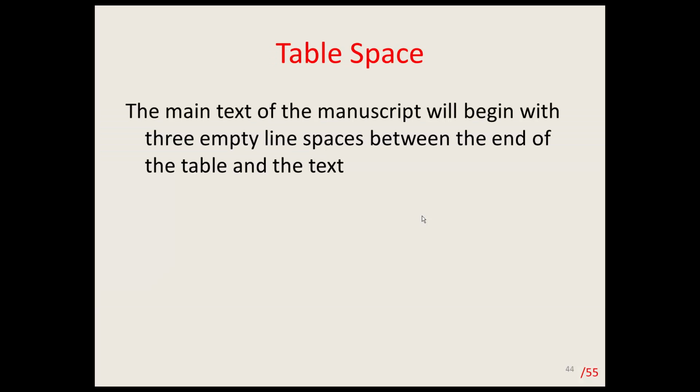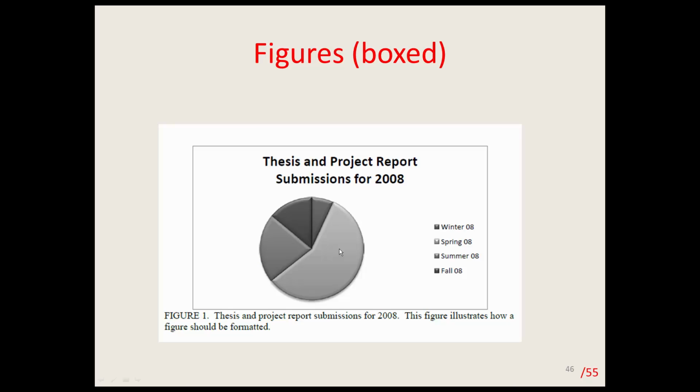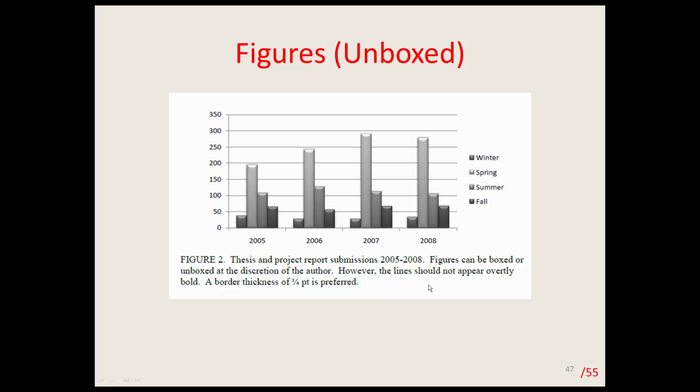There has to be a specific amount of space between text and tables. As you see here, we have 3 empty lines between the text and the table. The same with figures. You can have a boxed figure that has a box around it, or it could be an unboxed figure like this. But in any case, you have to have the caption and the legend for your figure.